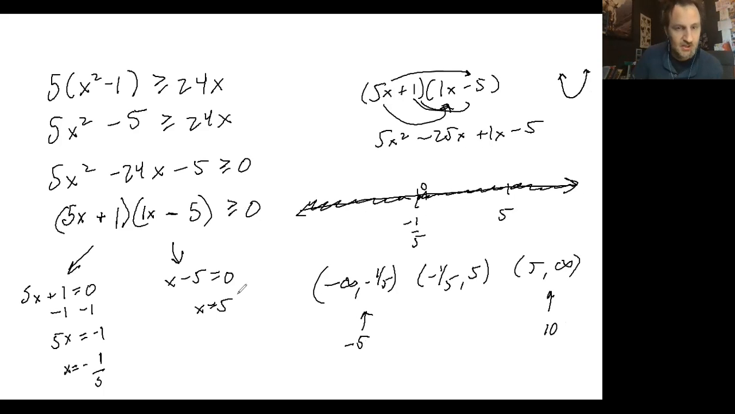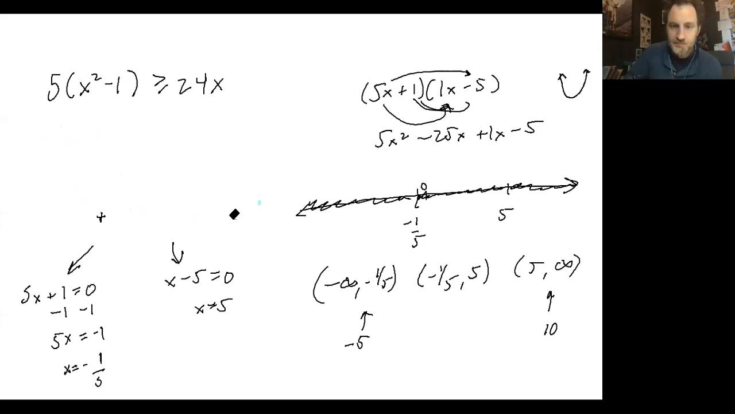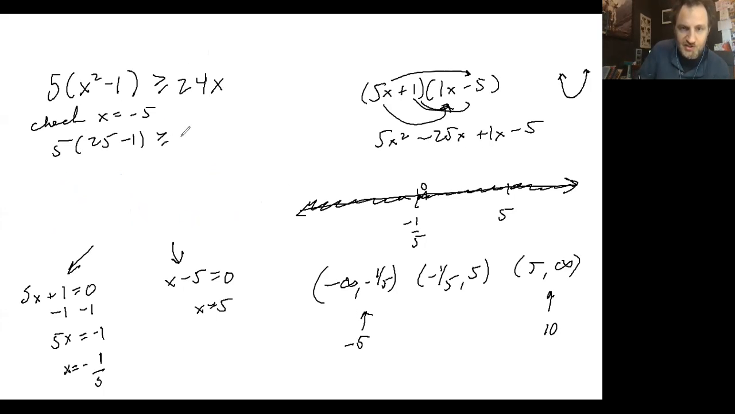I'll plug it in. If I want to be thorough, I should plug it in at the top, not over here, because what if I've made a mistake in how I did the manipulation? So let me show you what that looks like. I'm going to erase this. So if I check x equals -5, 5 times 25 minus 1 is greater than -120. That's a pretty safe bet. 5 times 24 is greater than -120. Check, that's true.